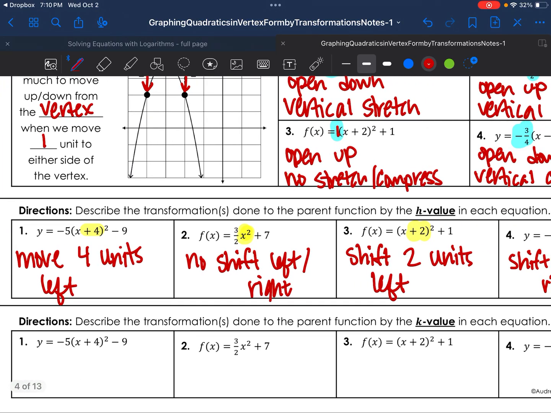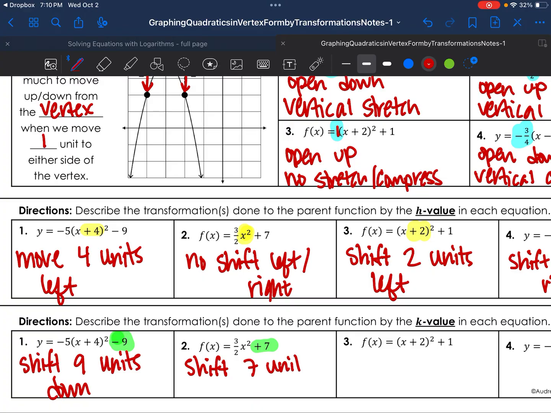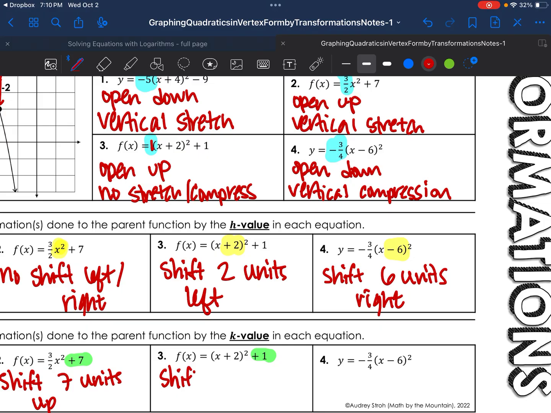Okay, and then our last group here. We just are talking about the k value this time. So if we look at just k, it's that number added to the end. The first one here is going to shift 9 units down. Okay, next we've got +7, so this is going to shift 7 units up. Okay, we've got a +1 for number 3, so we're going to shift 1 unit up. And then last, we have no number added, so this is no shift up or down.